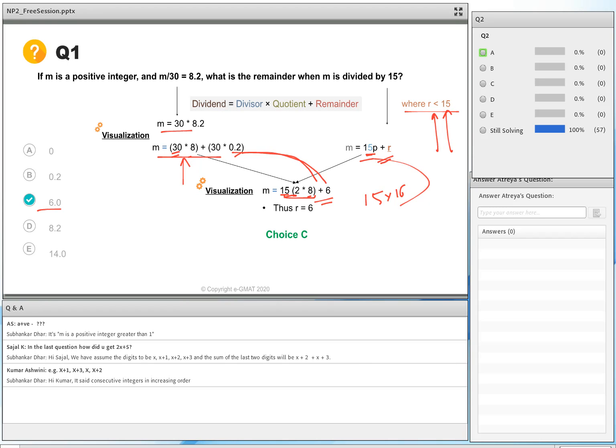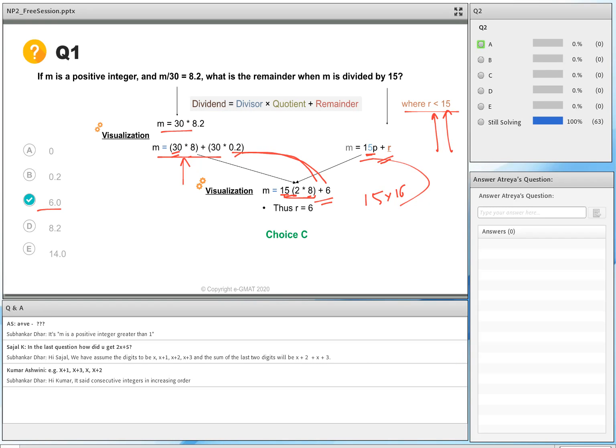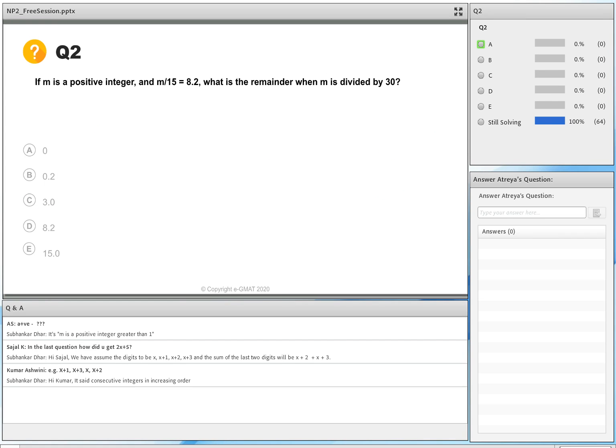All right, so I have 57 people. Let's get three more people to select still solving, please. Three more people select still solving. Two more, one more. Thanks a lot. I might sound childish with this, but this is something that I really want you to do. All right, let's move into the next question. Question number 2 here on your screen.